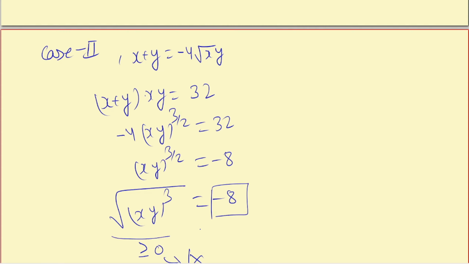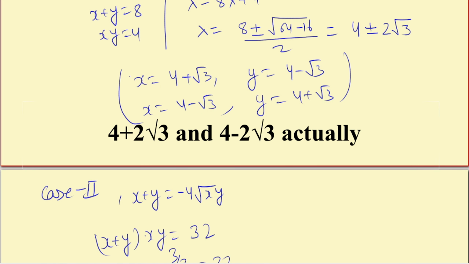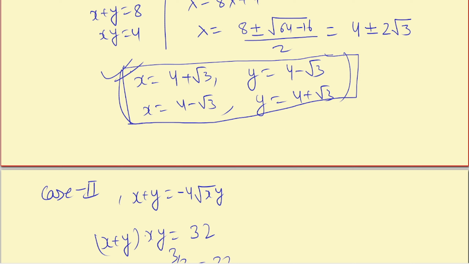Okay, so our solution is this: x equal to 4 plus root 3 and y equal to 4 minus root 3, and x equal to 4 minus root 3 and y equal to 4 plus root 3.